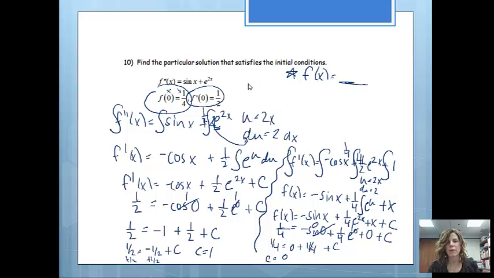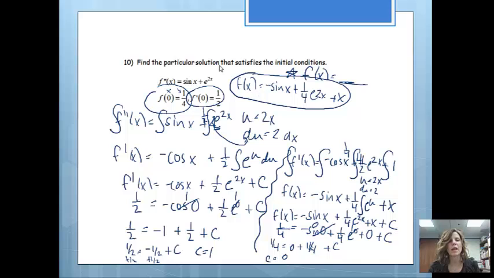So my final equation, I'm going to go ahead and write up here, will be negative sine x plus 1/4 e to the 2x plus x, and we don't need to put anything because c was 0. So that will be the particular solution that satisfies those initial conditions. So hopefully now you can take the integral of a function that involves e to the x.